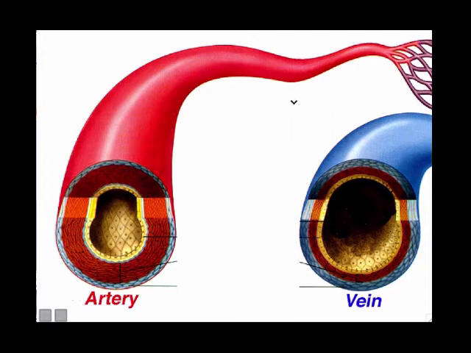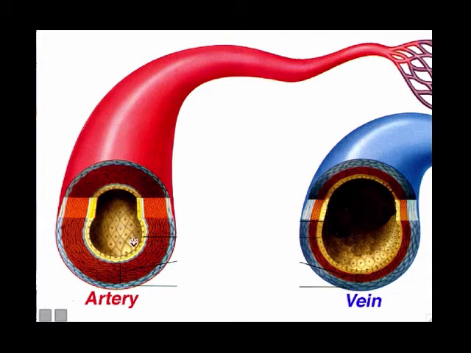Arteries and veins both have a lumen, and the term lumen just means the hollow space inside. So right here is the lumen of this artery, and right here is the lumen of this vein. And incidentally, the word lumen does not just apply to blood vessels. For any of your hollow organs, the hollow space is called the lumen. Like your stomach has a lumen for the food to go through, and your bladder has its lumen for the urine to go through. It just means the hollow area inside an organ.